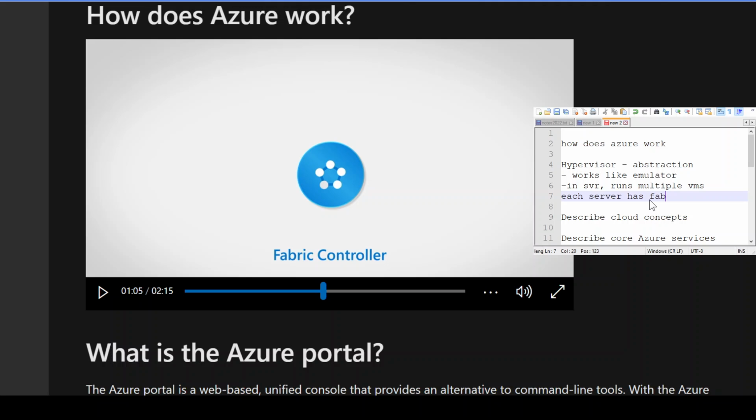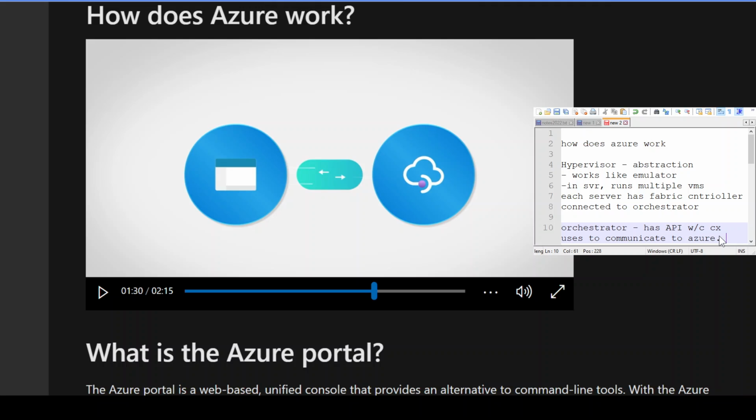Orchestrator, it has an API which the customer uses to communicate to Azure. The web API can be called by many tools, including the user interface of the Azure portal. It's the web API that the Azure portal uses.